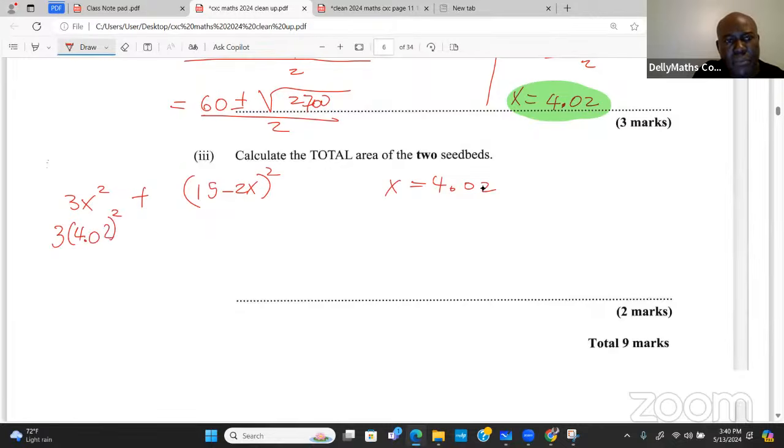4.02, we square that. We're going to add this up, and it's going to give us the area of the two seabeds. So let us just go ahead and do that. So 4.02 squared, that's 16 point something times 3. I'm getting 48.48. All right. So that's one there.